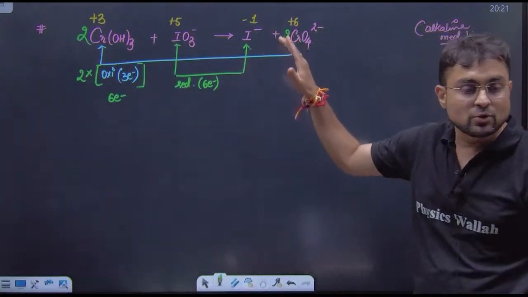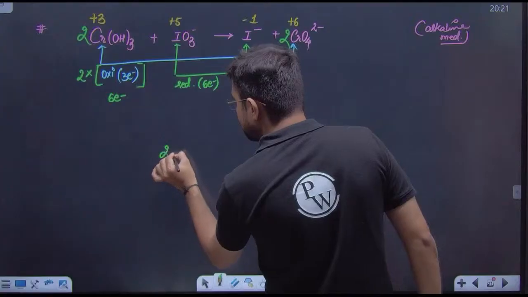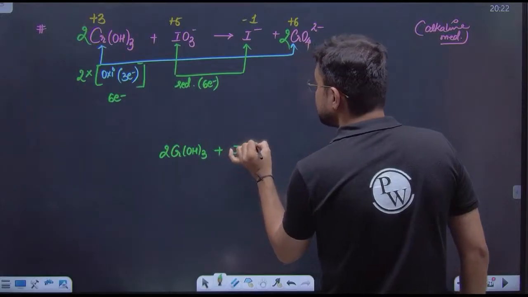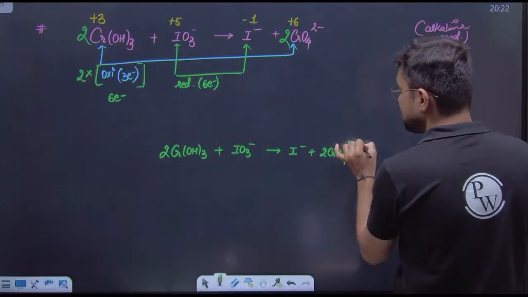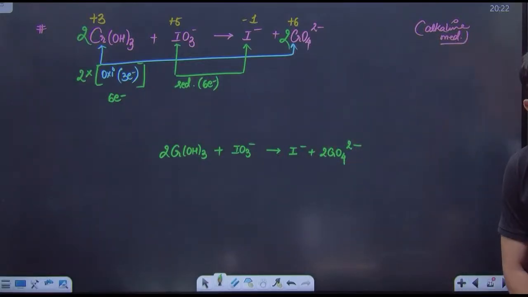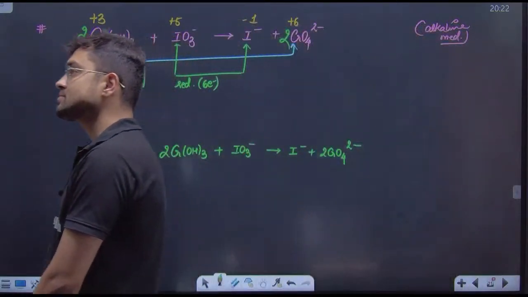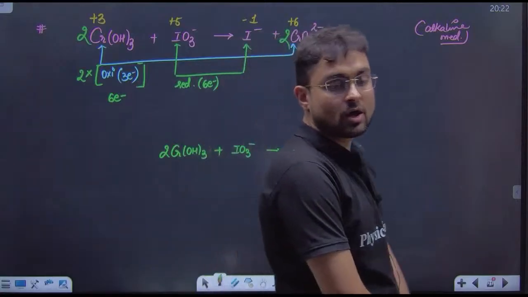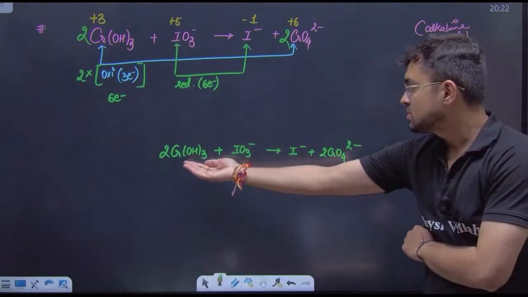So now guys, up to this method, everything will be same, whether it is alkaline medium or acidic medium. So just for your sake, let's rewrite everything. Cr(OH)3 plus IO3 negative gives I negative plus 2CrO4 dinegative. Now guys, next step will be same. Let's balance oxygen atom. And guys, what rule have I taught you? Whenever somebody asks you, tell me the oxygen deficient side. Reactant or the product?